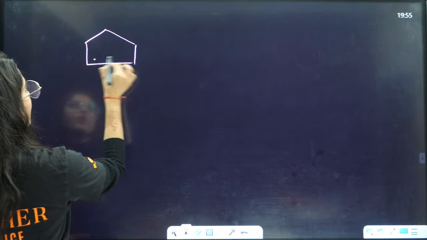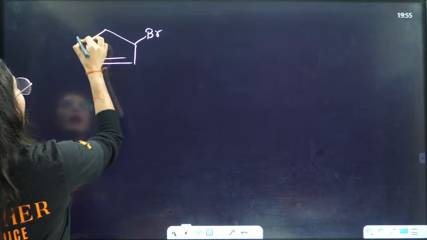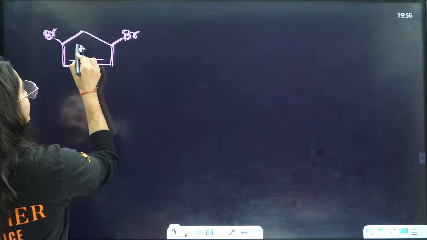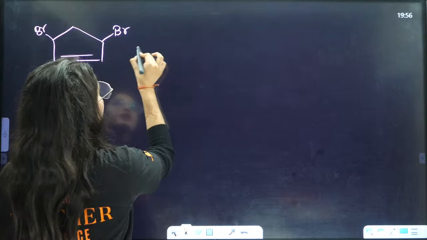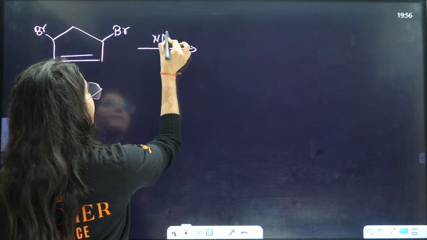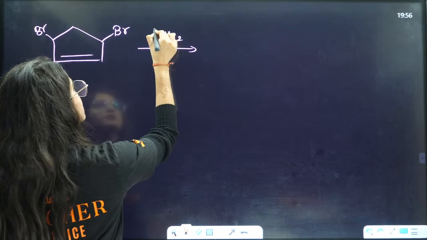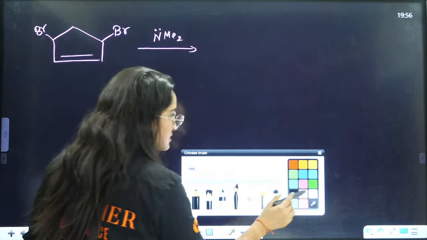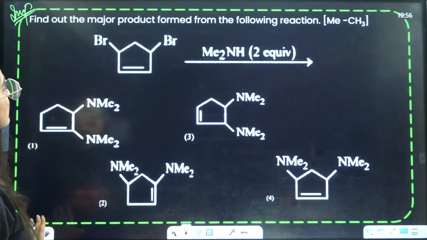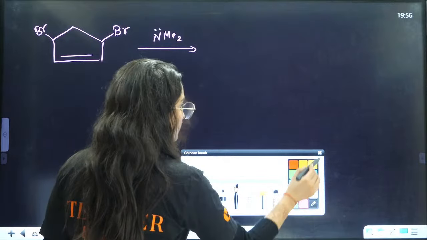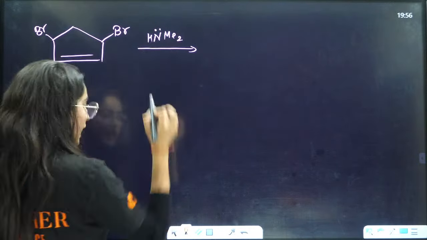This is your double bond. This is Br and this is Br, right? You have the addition of NMe twice. These are the lone pairs, right? Me twice, and this is hydrogen. Now what can happen here?